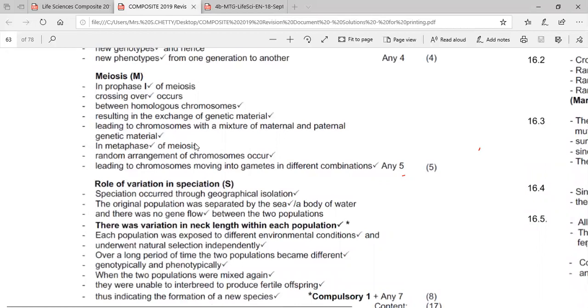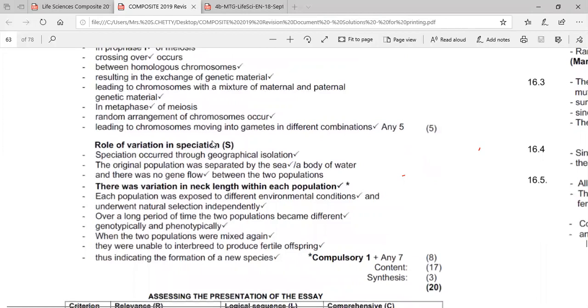In metaphase of meiosis, random arrangement of chromosomes occurs, leading to chromosomes moving into gametes in different combinations, and different combinations of chromosomes will result in different phenotypes. Isn't that so? Because chromosomes will determine your phenotype. So that's how you'll get your variation. So once again, learn this off by heart. There are certain things which are non-negotiables that you've got to learn off by heart.